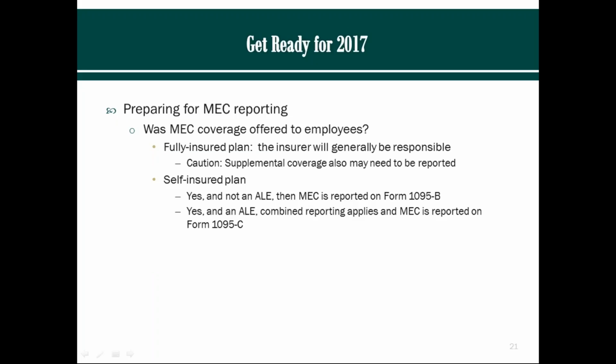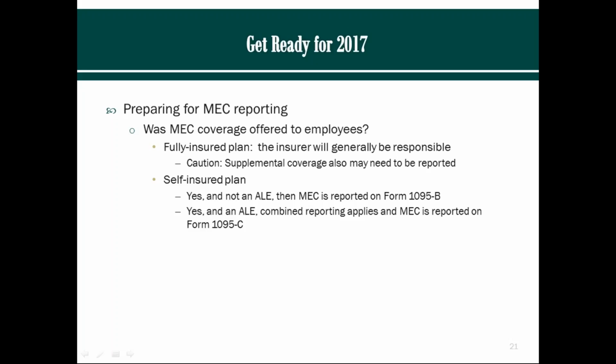So getting ready, let's start preparing. Let's start looking at all the information we need. The first thing, did we offer MEC coverage to our employees, to our full-time employees? Now, if we're a fully insured plan, after that MEC reporting, we know the carrier is going to do it because the insurer does that for fully insured plans.